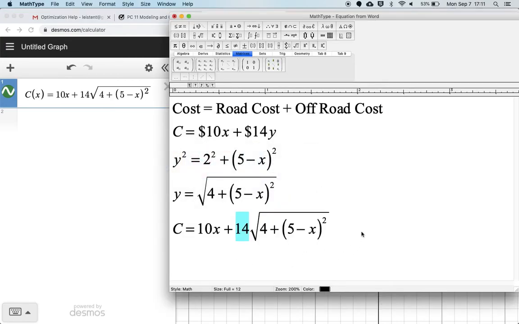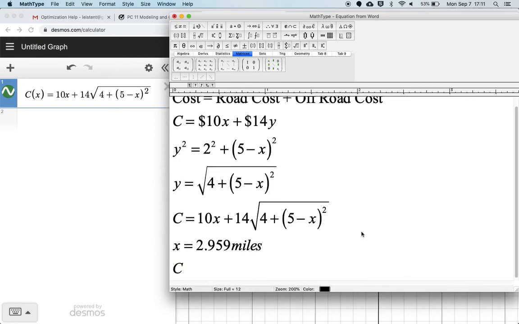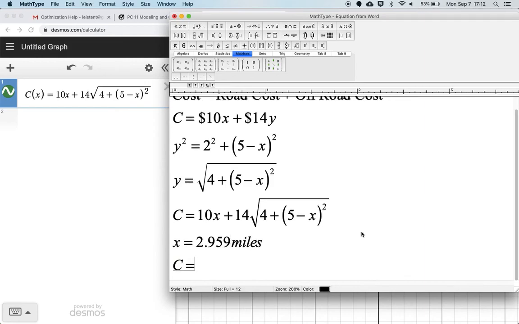So we've gone through and solved it. x was 2.959 miles. The cost came out to be $69.60 when I round it.